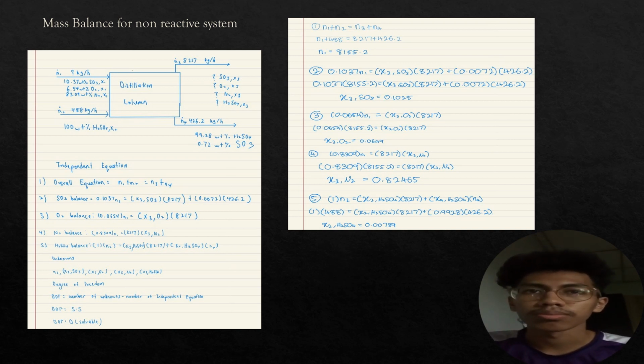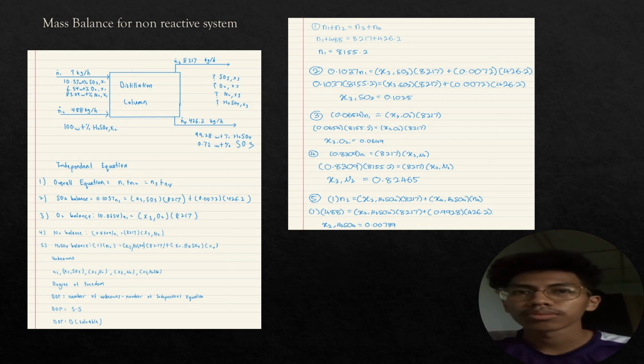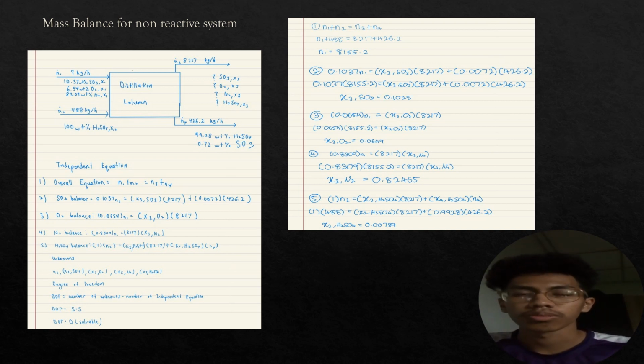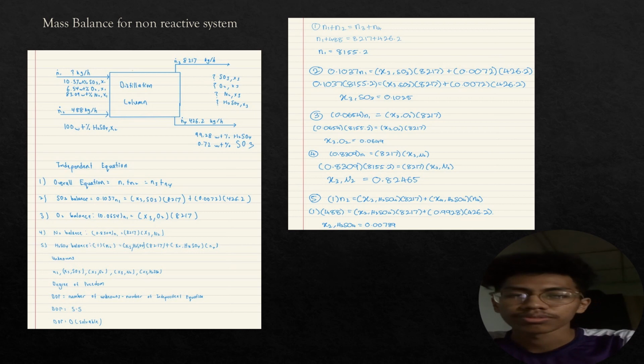First, to calculate the mass balance and energy balance, we need to determine the DOF. For the DOF, we need to list the independent equations and unknowns. Then, if the DOF equals 0, it means that the equation is solvable. To calculate the mass balance, we need to find N1 first by using the overall equation, and then we need to calculate the specific balance for each molecule. We have to multiply the weightage by the mass flow rate to get the specific balance for each molecule.